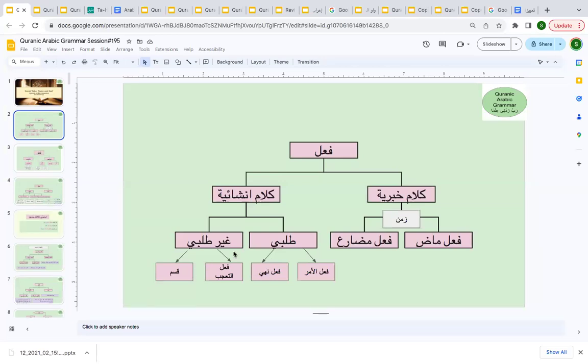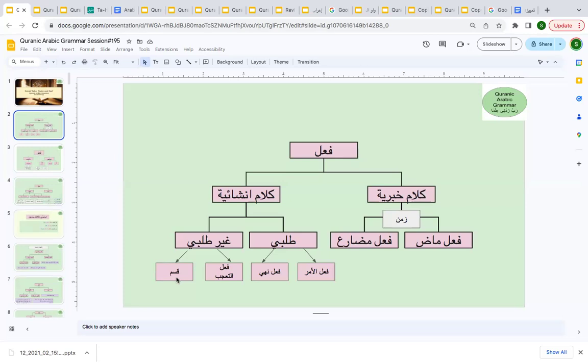When it is about ghair talbi, when you are not demanding anything from anyone, then you think about qasam and asr. Am I demanding anything? When Allah takes an oath by the time of asr, He is not. Or when He takes an oath by qiyamah, there is insha. You cannot say this statement is true, or that you are lying, you are saying the truth. These are not statements of fact, but you are not demanding anything from anyone either, right?